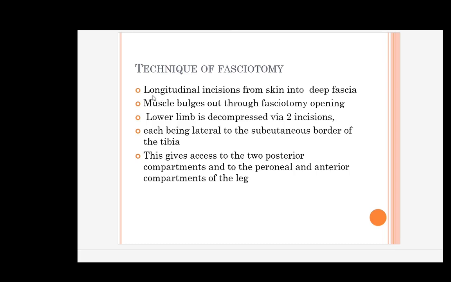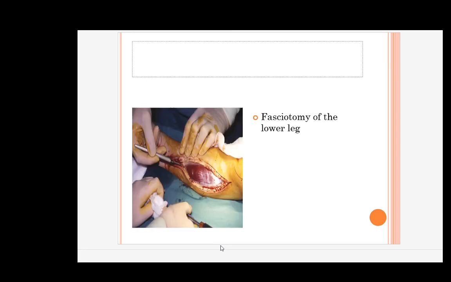This is usually a longitudinal incision which is put on both sides, the medial aspect and the lateral aspect of the limb, whether it's the upper limb or lower limb, right from the skin up to the deep fascia. As soon as you do that, the muscle usually bulges out. In the lower limb, the decompression is usually done by putting two incisions. This is how it looks. Here the incision is being made.